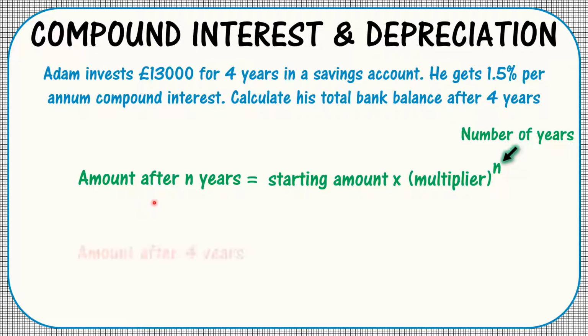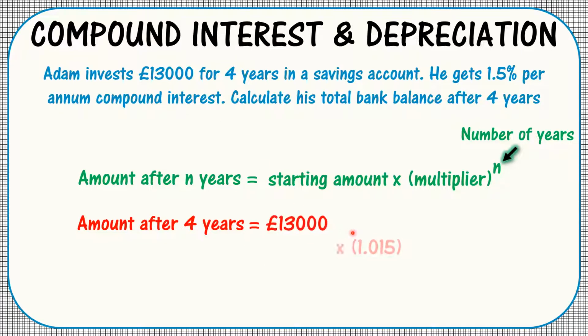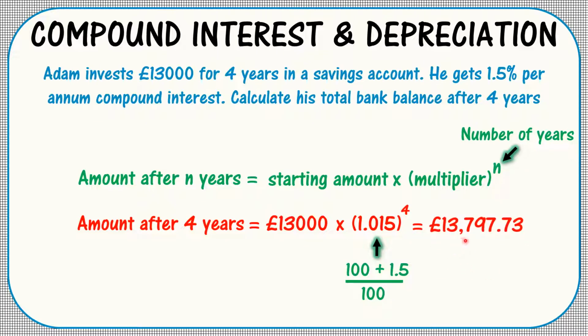So let's solve this question. The amount after 4 years is equal to the starting amount, and the starting amount was £13,000, times by the multiplier, which is 1.015. And where did we get this 1.015? This is 100 plus 1.5, which is the interest rate, divided by 100. That gives us a value of 1.015 to the power of 4. And this 4 is the number of years. Once you put this into a calculator, you get an answer of 13,797.73 to the nearest penny.